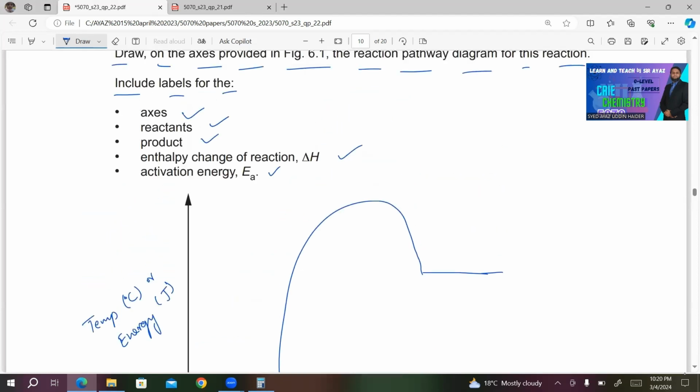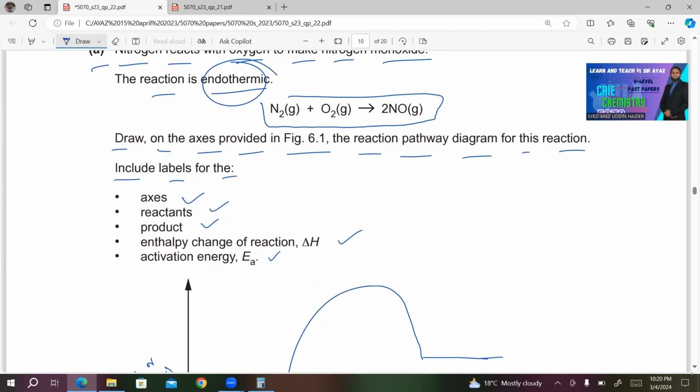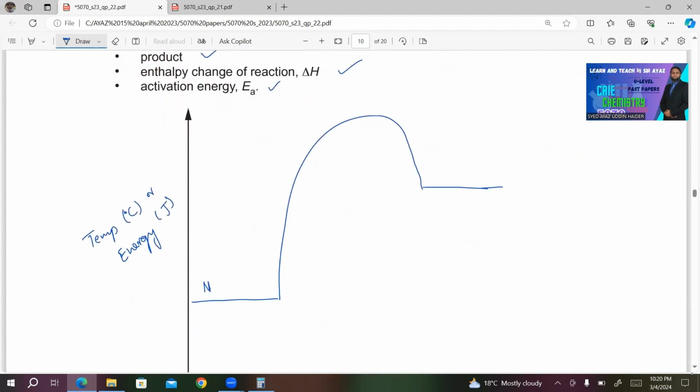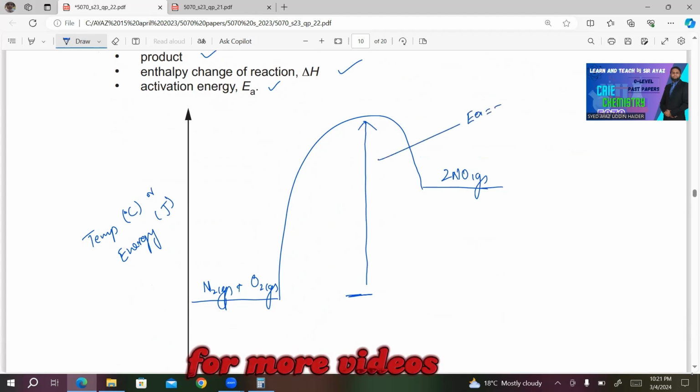Now show the reactants. We have N2 plus O2 gives 2NO. N2 gas plus O2 gas gives 2NO gas. Now activation energy. Activation energy will be starting from the reactant point. This must be the activation energy and it's going till up the hump, the energy hump. Let's label it. It must be EA and it's always positive.